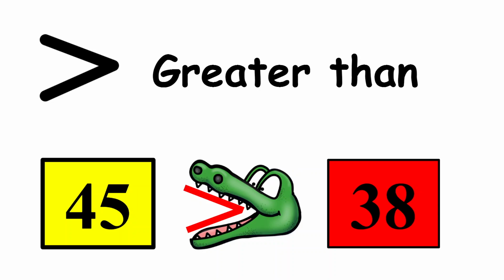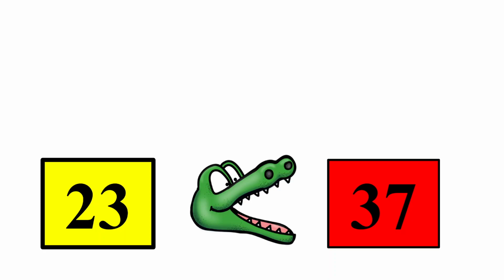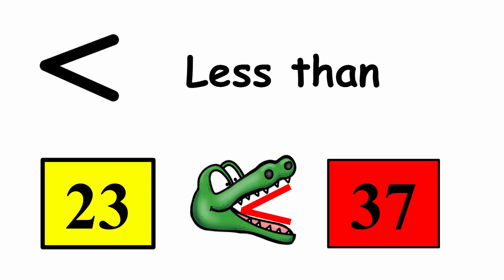Now, you have learned what is greater than. Remember the symbol. Now, again we have two numbers, 23 and 37. Now, which number will the crocodile eat? Yes, 37 is big, so the crocodile will open its mouth towards 37. So the shape that is formed is this, and this symbol is called less than symbol. It is the less than sign.